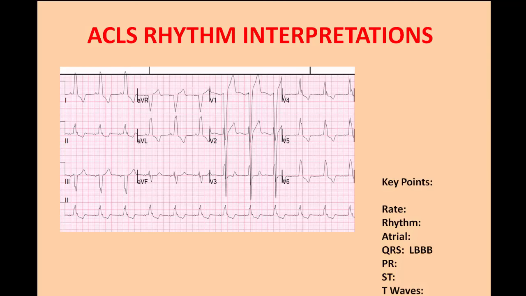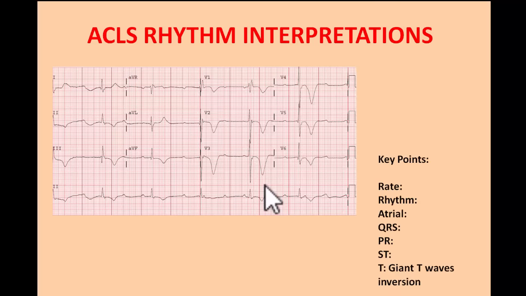Earlier in this presentation, we saw cases of right bundle branch block, and even two slides before we saw a case of a right bundle branch block in the presence of anterior myocardial infarction. This is an example of a left bundle branch block, and here we have a wide QRS complex in I, aVL and in the lateral chest leads associated with deep wide S waves in the anterior leads. So this is an example of a left bundle branch block.